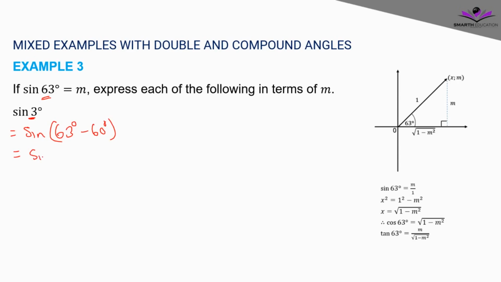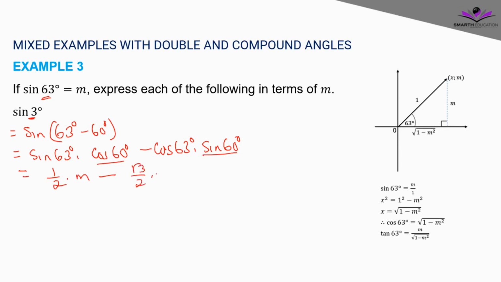This is sin 63 degrees times cos 60 minus cos 63 degrees times sin 60 degrees, right? So we have 1 over 2 from cos 60, then m, right, minus sin 60, that is root 3 over 2, and then cos 3 is the square root of 1 minus m squared.